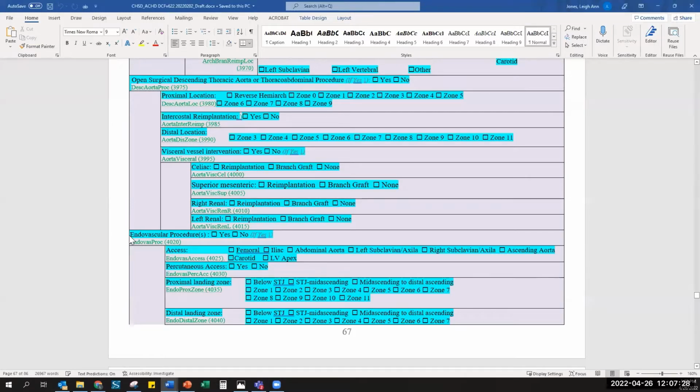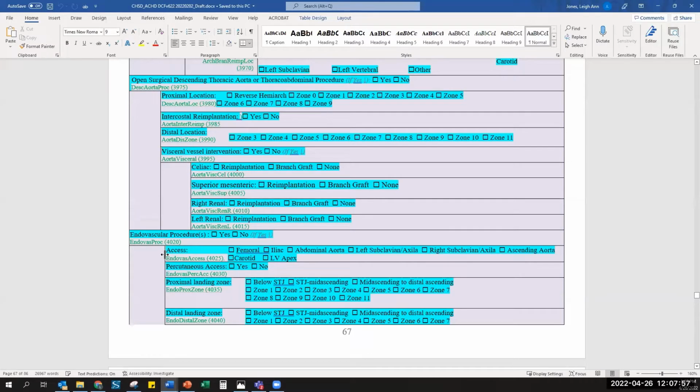The next section is endovascular procedures. So these are not open procedures. These are catheter-based procedures where a stent is implanted in the aorta, most commonly called TEVARs for the most part. That's what we're looking for here. So thoracic endovascular aorta repairs.